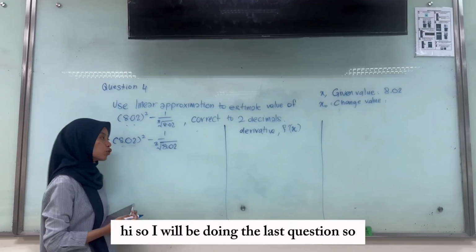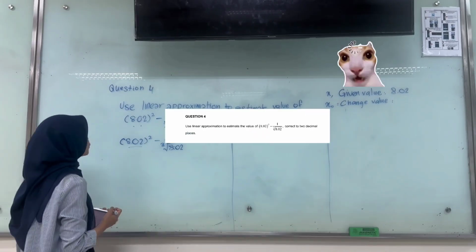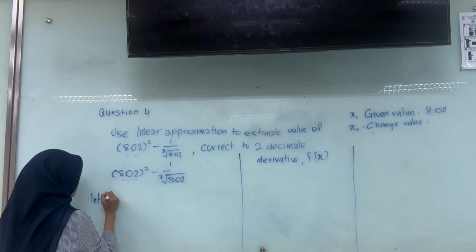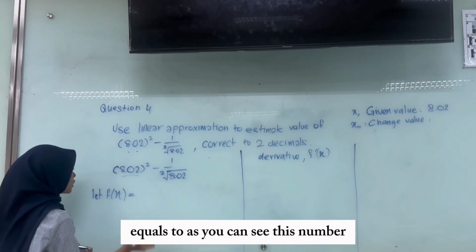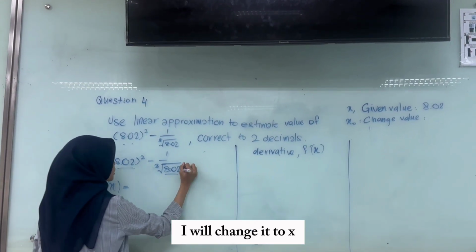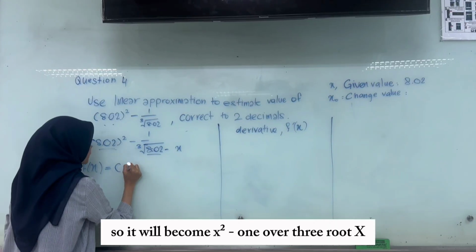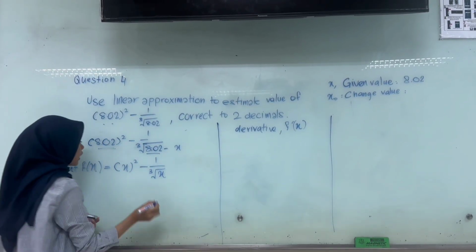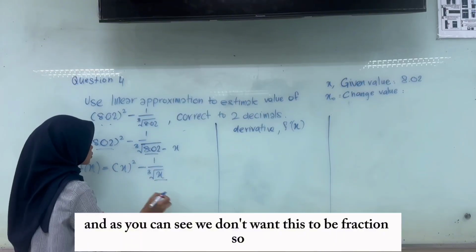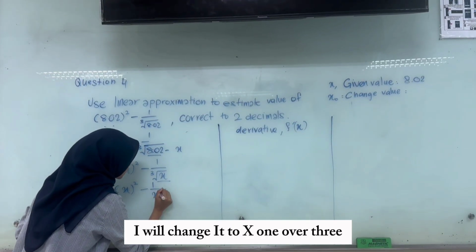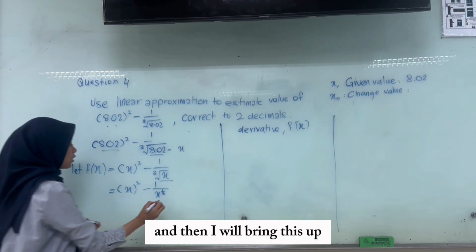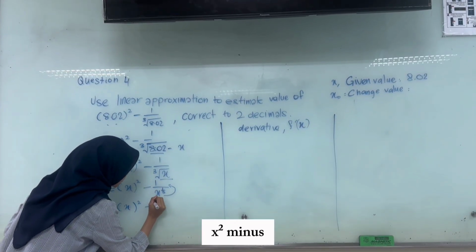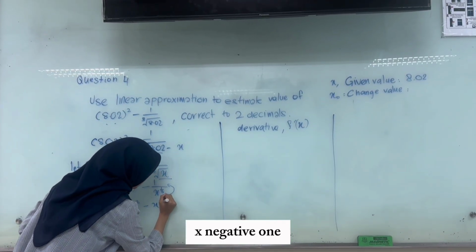Hi, so I will be doing the last question. I will write this equation back and then let f of x equal to, as you can see, this number, I will change it to s. So it will become s squared minus 1 over 3 root s. And as you can see, we don't want this to be a fraction, so I will change it to s to the power of 1 over 3. And then I will bring this up, so it will become s squared minus s to the power of negative 1 over 3.